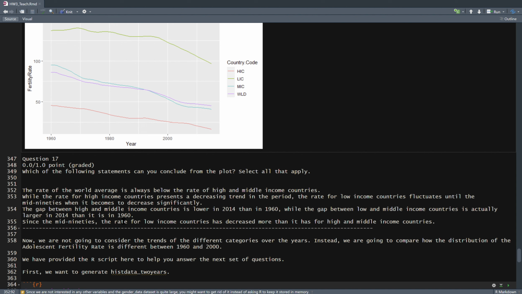Second is, while the rate of high income countries represents a decreasing trend in the period, the rate of low income countries fluctuates until the mid 1990s, when it becomes decreasing significantly. We see that this is true. And a gap between high and middle income countries is lower in 2014 than in 1960. This is also true.